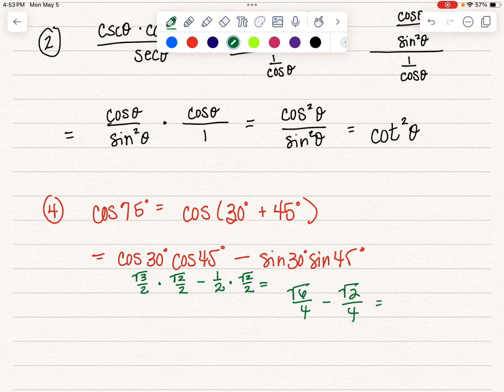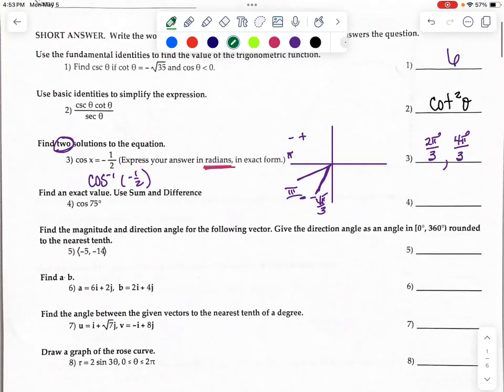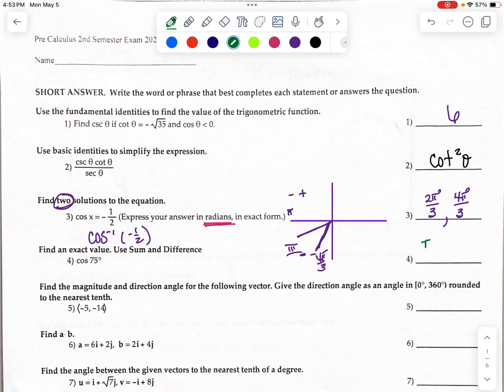Now, if you do decide to write it as a single fraction, that's quite all right as well. It would just be the square root of 6 minus the square root of 2 over 4. So that is the answer to number 4, the square root of 6 minus the square root of 2 over 4. Got to see that work though. Okay, so that's the first section. That's the trig section.